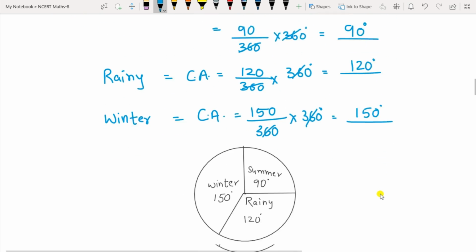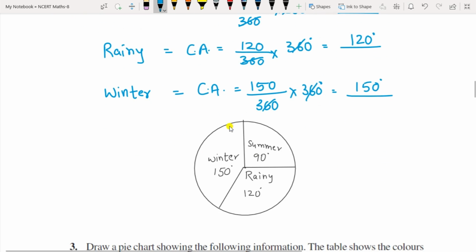Now you have to show it on a pie chart. So draw a circle first, draw any radius, and then keep the protractor at the center. Mark 90 degrees with the protractor. That will be your summer. Then move the protractor in this way. Keep the protractor this way. Then you will get 120 on this side. So mark 120 here. That will be your Rainy.